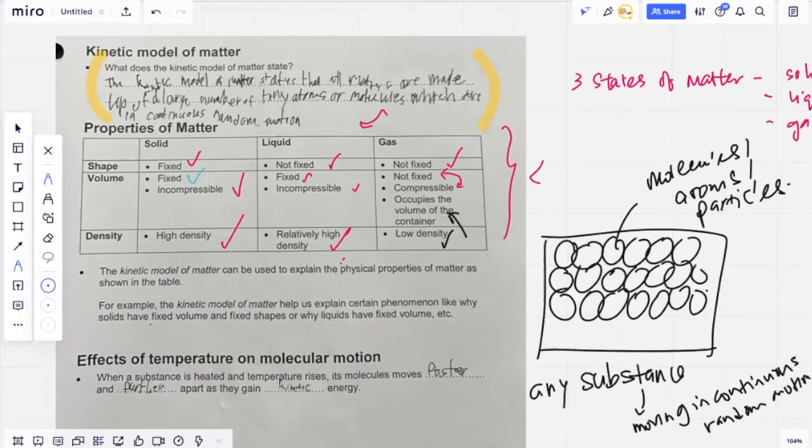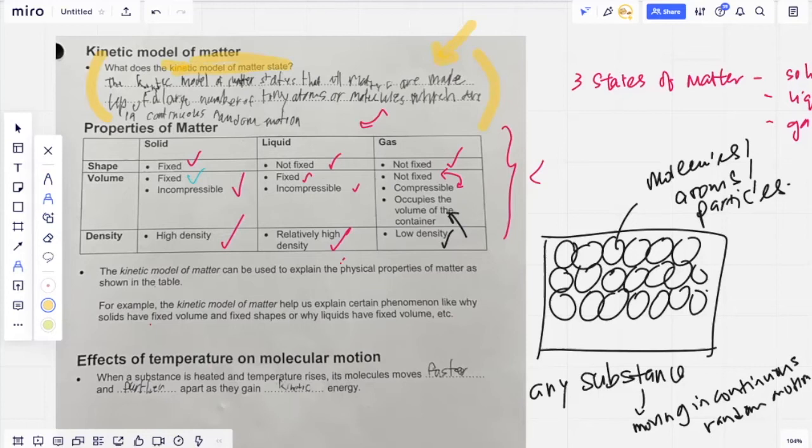But how they move depends on whether they are solid, liquid, or gases. So you have to learn individually the characteristics of the three states. When they ask for the definition of the kinetic model of matter, you will give them this definition word for word, line by line. Then you are totally fine. Say, please state what is the kinetic model of matter. You just give this answer. Something like that.